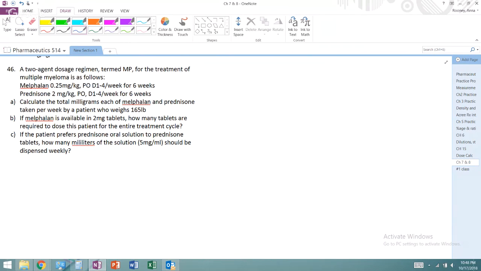So a 2-agent dosage regimen, termed MP, for the treatment of multiple myeloma follows melphalan, which is 0.25 milligram per kilogram. It's given days 1 through 4 for a week, for each week for 6 weeks. And then prednisone is 2 milligrams per kilogram by mouth, days 1 through 4 each week for 6 weeks. So calculate the total milligrams for melphalan, and then prednisone.